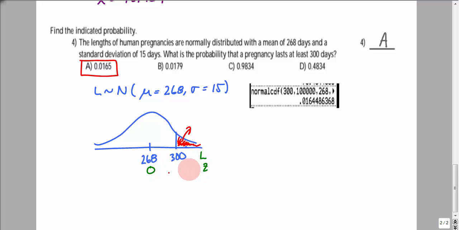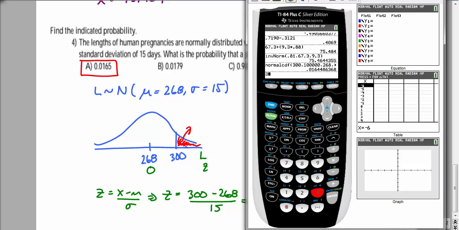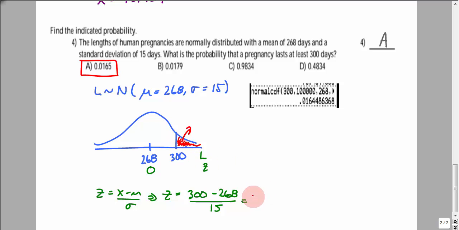Now remember, when we standardize, I have my value here of x minus mu over sigma. I'm trying to figure out what 300 is. I'm trying to figure out how many standard deviations this is above the mean. So I have 300 minus 268 over 15. Sigma is 15. So let's look at our z-score. And we have 300 minus 268, and that's divided by 15. So I get 2.13. So this is the number of standard deviations that score is above the mean.